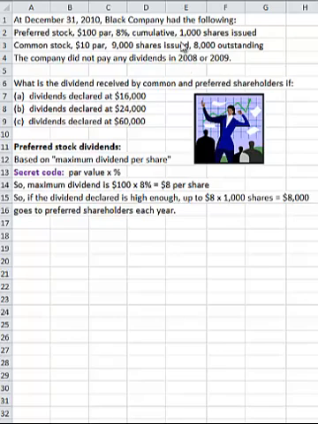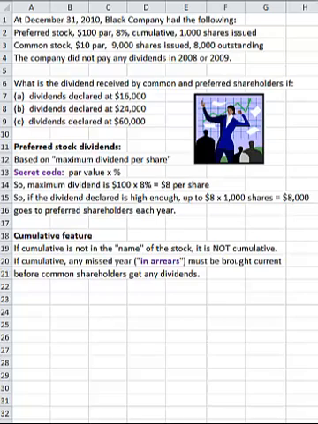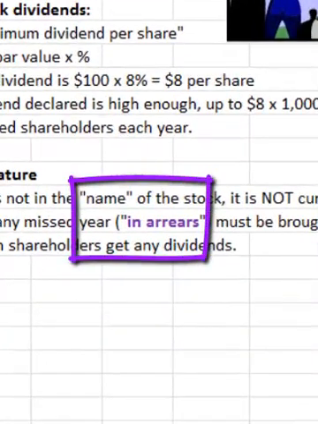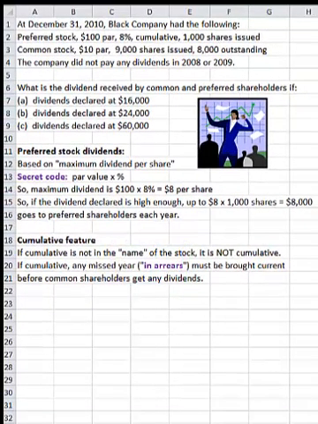Now you notice a word up here in the title of the stock that this is a cumulative preferred stock. What does that mean? Always look for that word when you are solving a dividend situation. If you don't see the word in the name of the stock, it is not cumulative. If you see the word cumulative, it means that if there are any missed years, those are called in arrears. If there are any missed years, they must be brought current. In other words, you've got to make up the missed years. You've got to go backwards and make up skipped years before the common shareholders can get any.